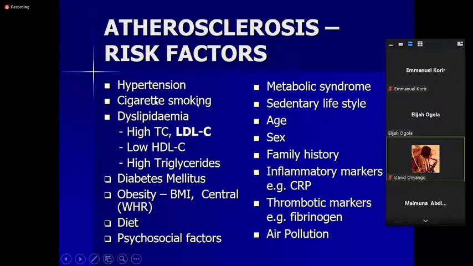So among the important risk factors, one is hypertension. Two, in fact, I should change that to tobacco because it's not just cigarette smoking, it's cigarette smoking, but also other uses of tobacco. And this also includes what we call second-hand smoke. So if you live in an environment, whether it is in the office or home where somebody else smokes, then you are in trouble.